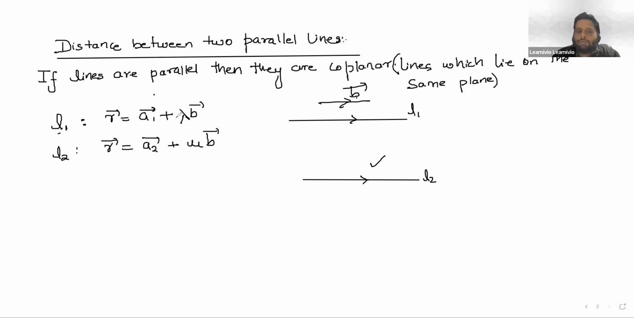Please check this. Why am I writing B in both the lines? Because the lines are parallel. So if there's a vector B which is parallel to this line, then the same vector will be parallel to the other line.